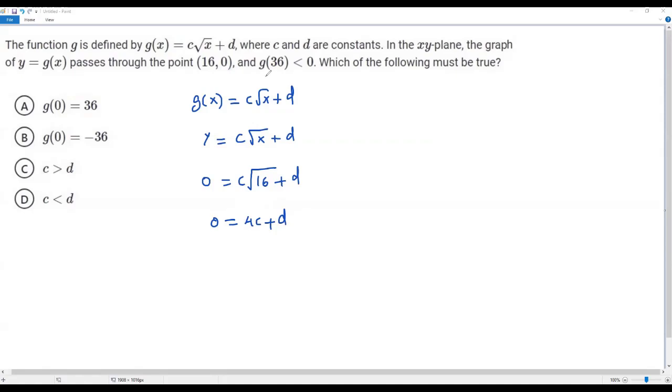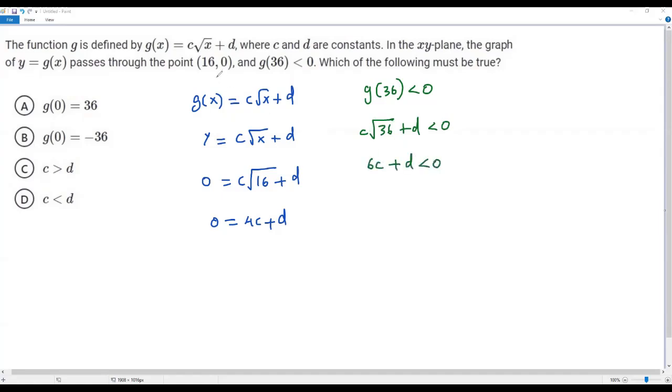Okay, there is another piece of information, that g of 36 is less than 0. Let me write that here. That is, g of 36 is less than 0. We already know that g of x equals c times the square root of x plus d. To get g of 36, I have to plug in x equals 36. Then I'm getting c times the square root of 36 plus d less than 0. The square root of 36 is just 6. So we get 6c plus d less than 0.